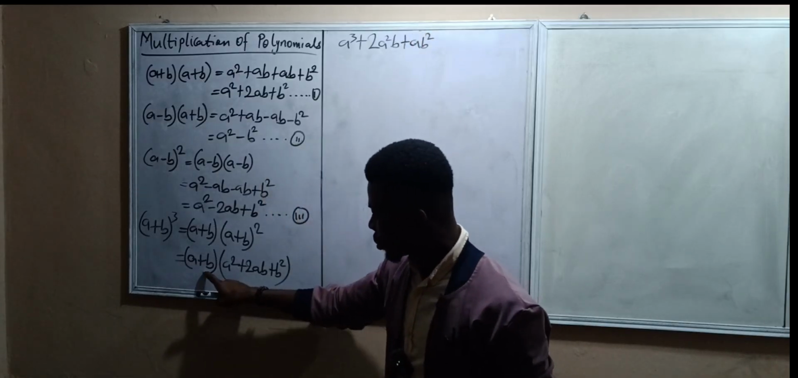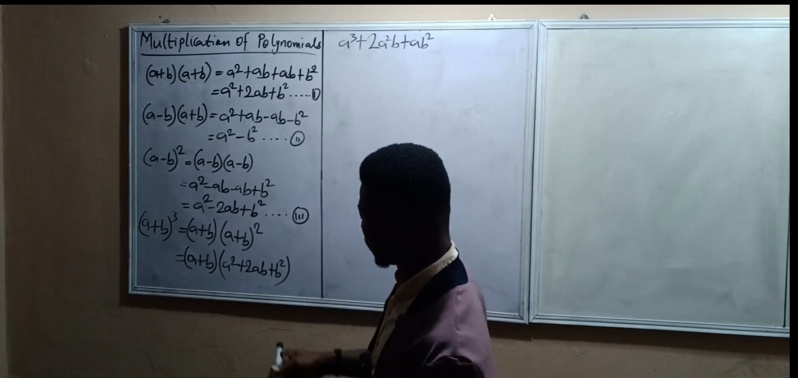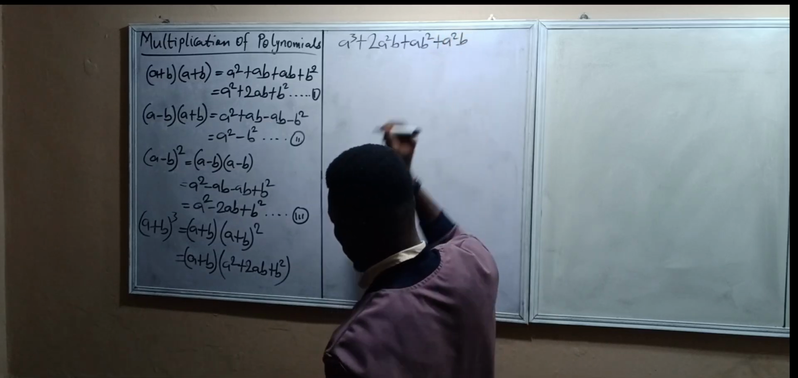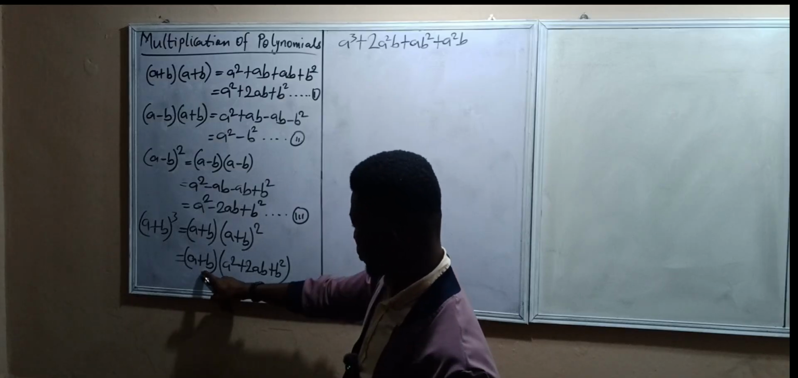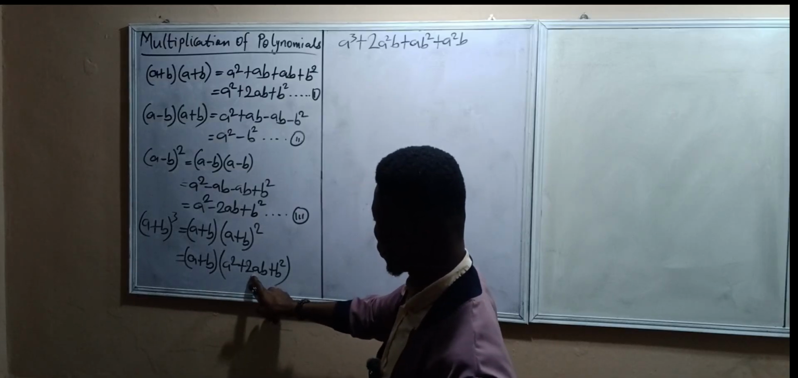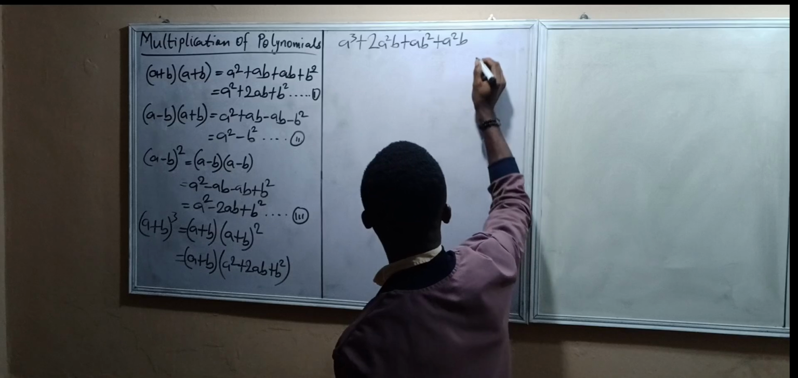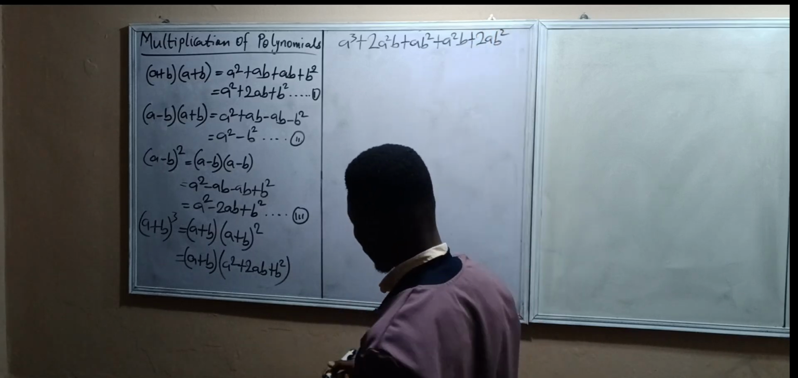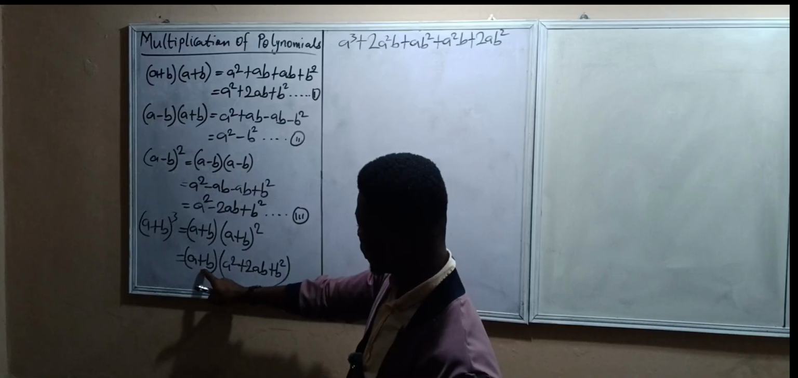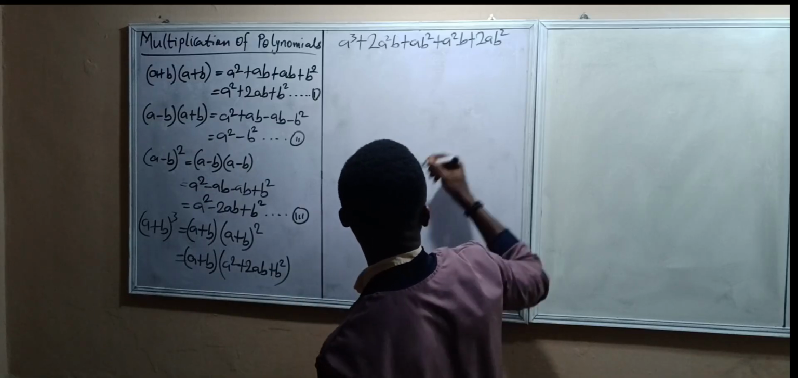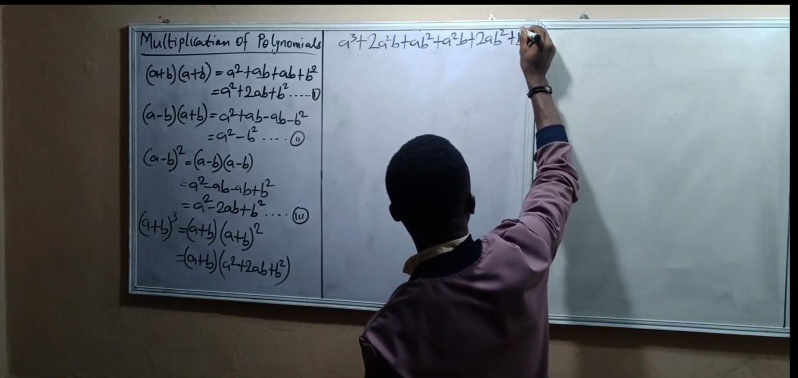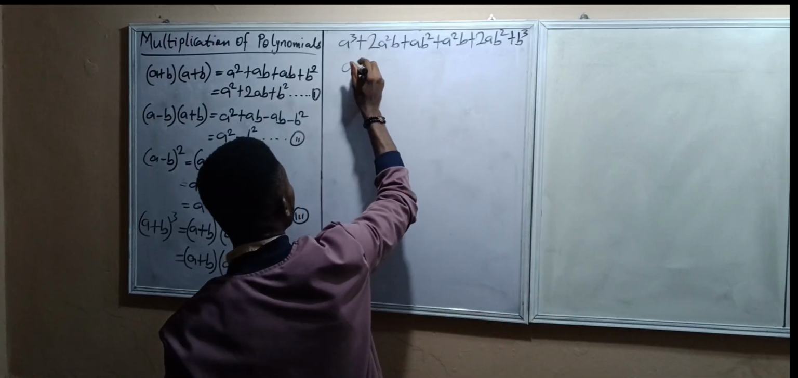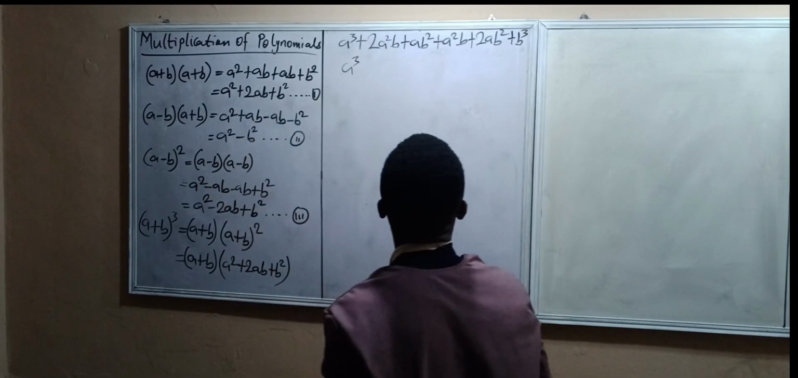Now we move to the second one. B times a squared, that is plus a squared b, and b times 2ab, that is plus 2ab squared, and then b times b squared, that is plus b cubed, b to the power 3. And this is the same thing as a cubed. Now we collect like terms.